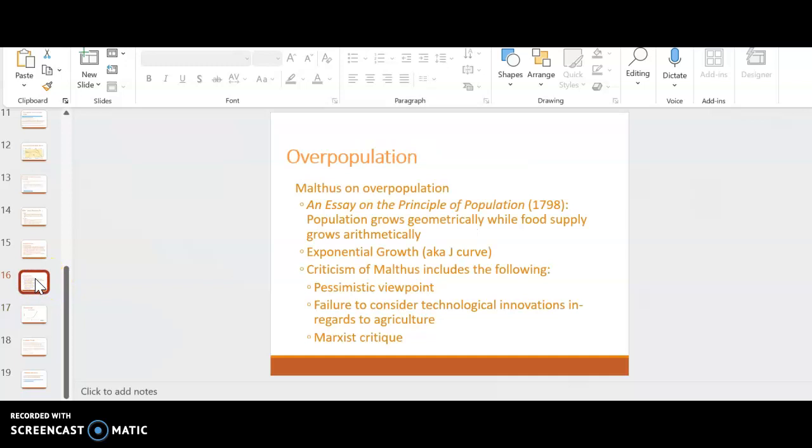So Thomas Malthus wrote this essay, and I think it's really interesting because he wrote this in the 1700s. And he talked about how population grows geometrically while food supply grows arithmetically, okay? And this is a big issue, meaning that he said there wasn't going to be enough food for people and people were going to die of famine. And that it was going to be really bad if we didn't figure out how to control the world's population.